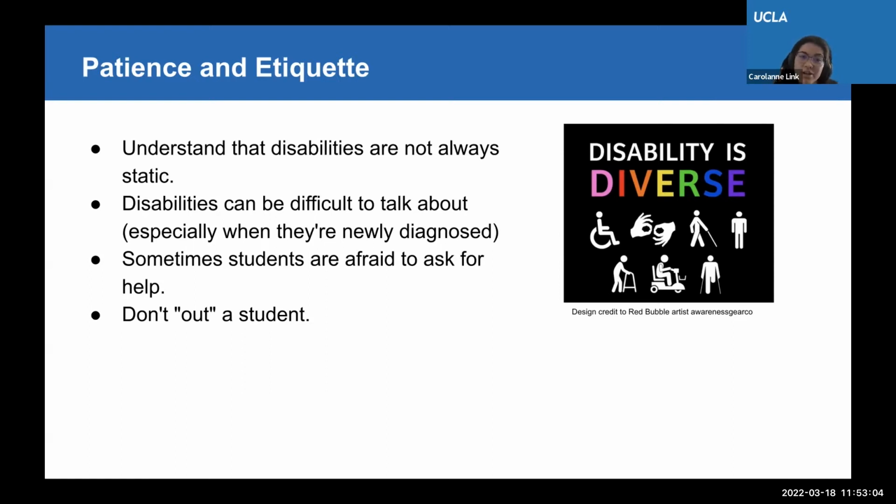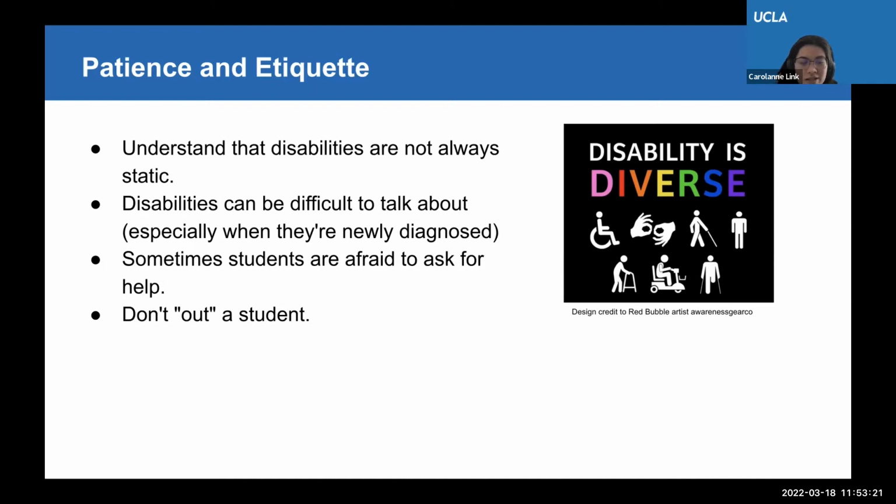Third, as I just demonstrated with my own example, sometimes they're afraid to ask for help. Maybe they had a mean professor in the past, or maybe they had a bad experience. Maybe they have a lot of internalized ableism at home or just within themselves. So sometimes they need a little bit of coaxing and offerings of help.